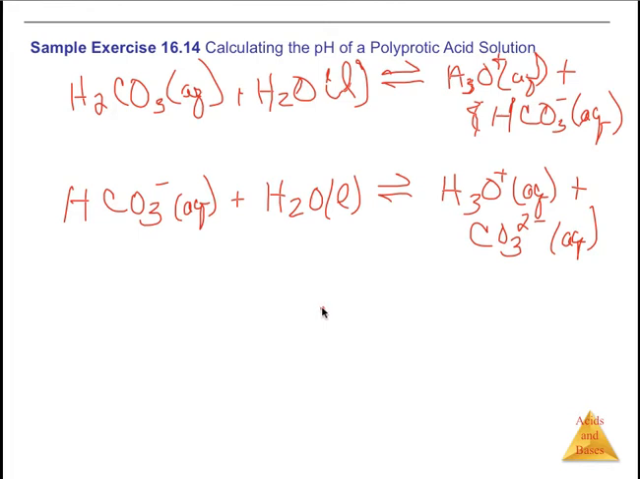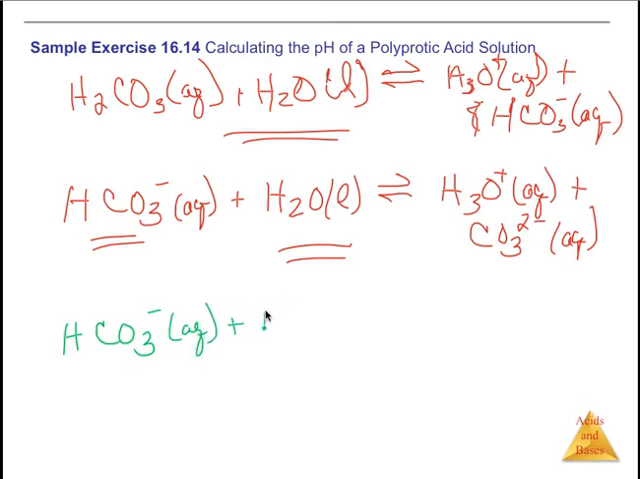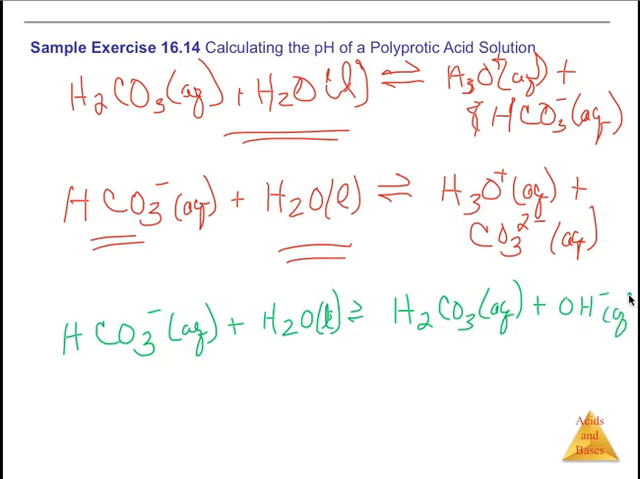This has a Ka associated with it, Ka1. This is Ka2. What else can you say about that hydrogen carbonate ion? Could it also act as a base? Sure. Because that equilibrium is at play as well, and it can act like a base, taking the hydrogen from the water and forming the hydroxide ion.